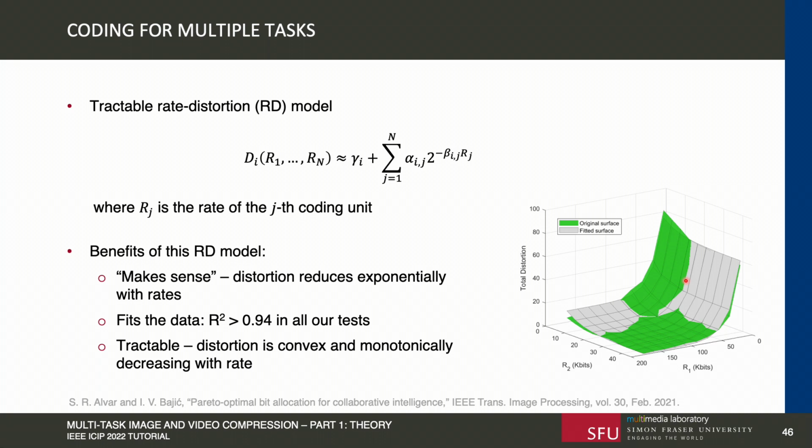And the third benefit of this model is that it's tractable. Because it is convex and monotonically decreasing, we will be able to say more about the solutions to the bit allocation problem than we would if we didn't have these properties.